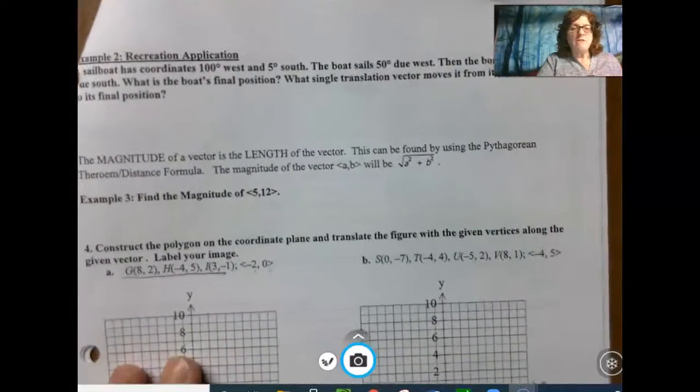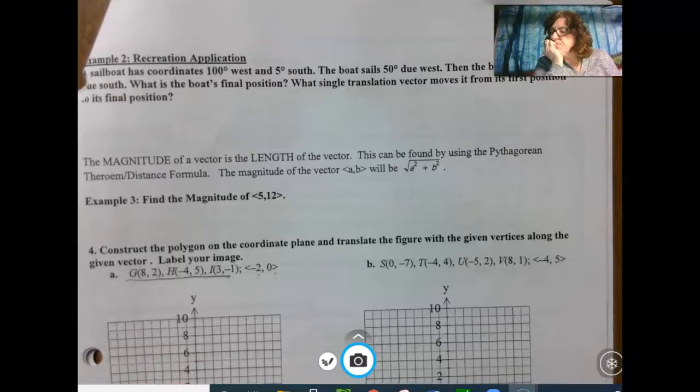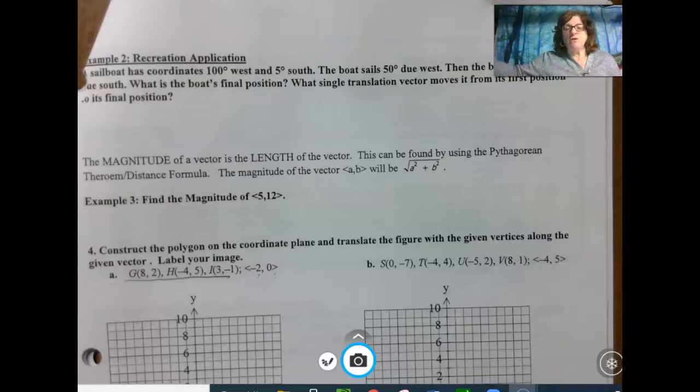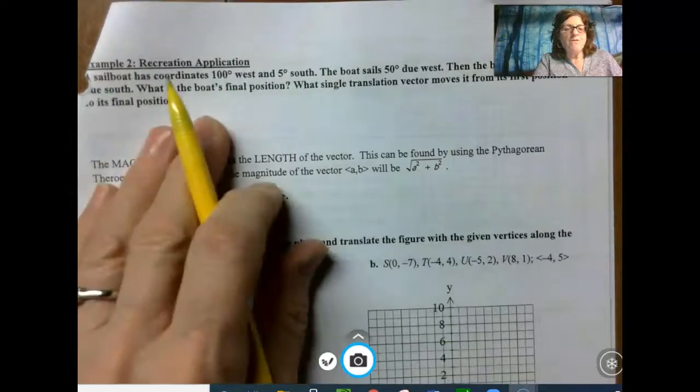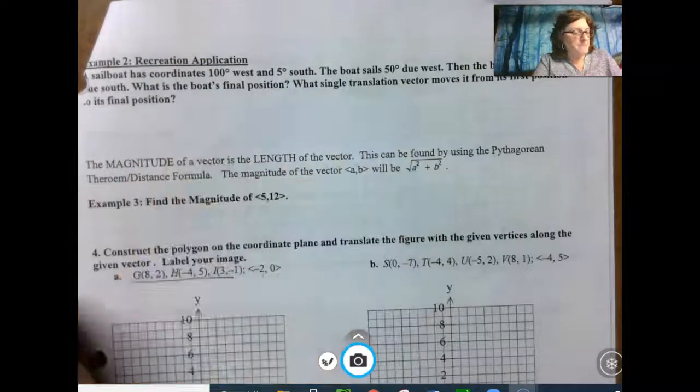Everybody take a minute and read this. So what's happening here is that the boat is making 2 changes, 2 movements, 2 translations. So the question is, can I express those 2 translations as 1 translation? So why don't you see if you can draw a diagram to represent this, and come back when you're finished and see if you can figure out what your answer is.